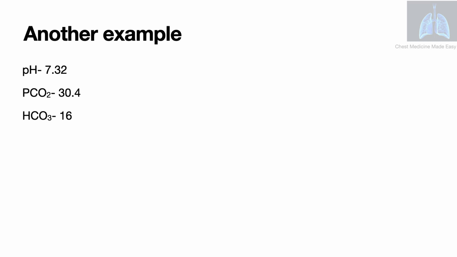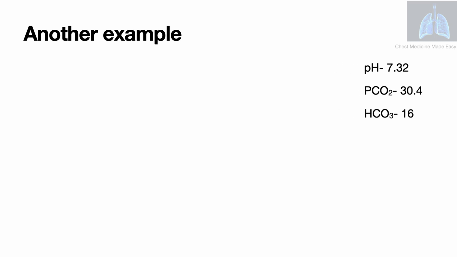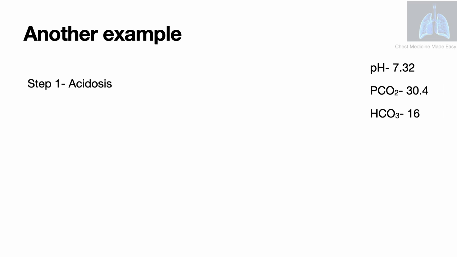Let's try another example. The pH here is 7.32, the PCO2 is 30.4 and bicarbonate is 16. Step 1. Is it an acidosis or an alkalosis? Clearly, this is an acidosis. Step 2. Is it a metabolic abnormality or a respiratory abnormality? You can notice here that the bicarbonate level has reduced, so this is clearly a metabolic acidosis.